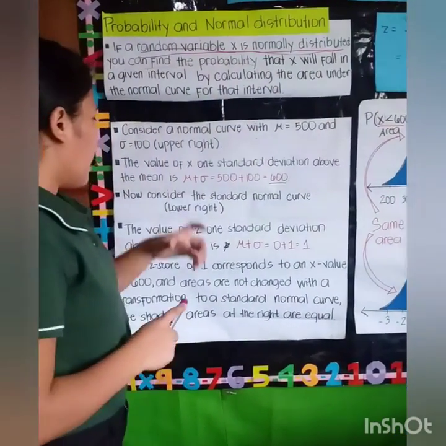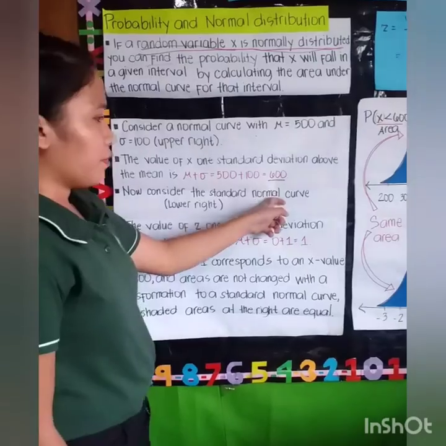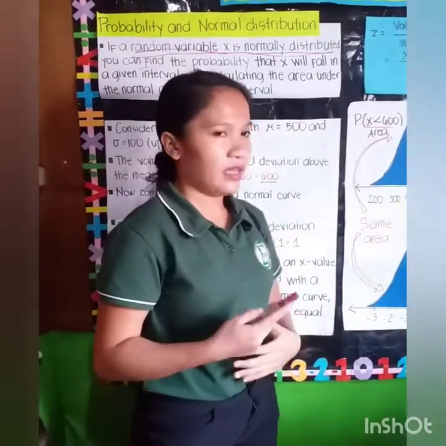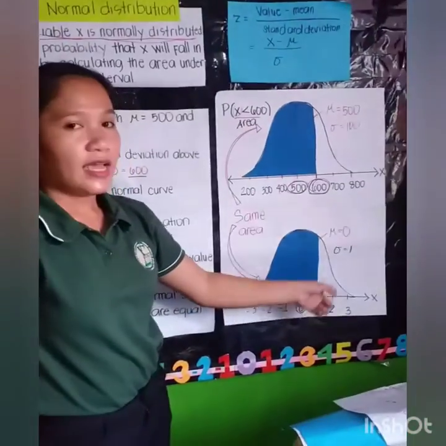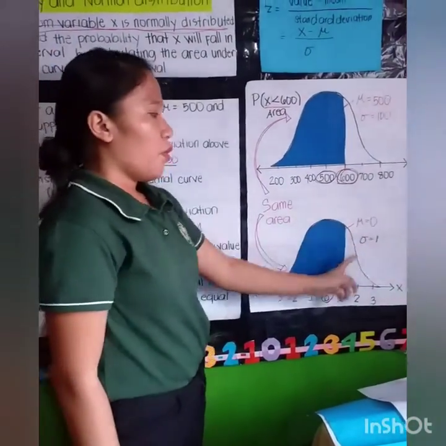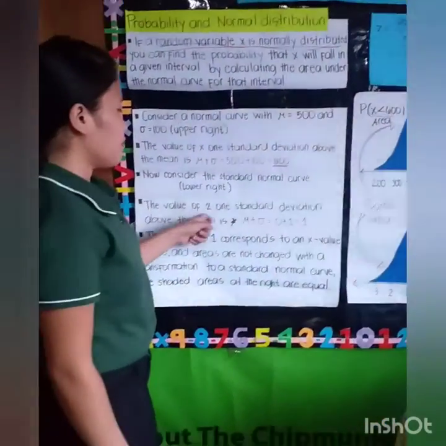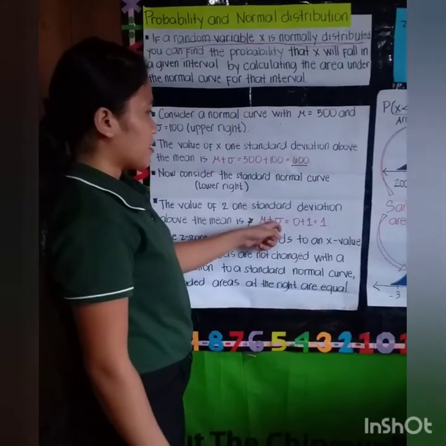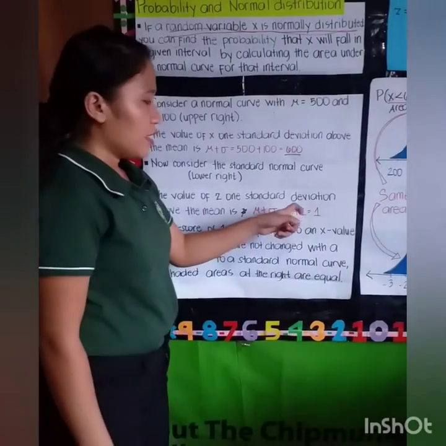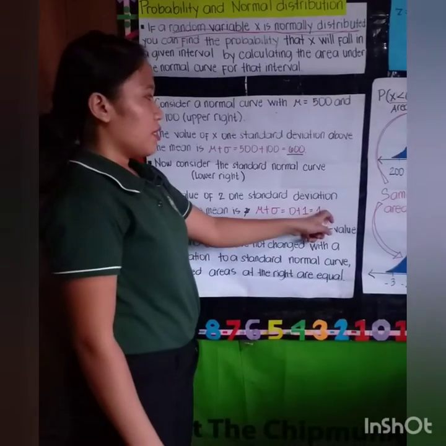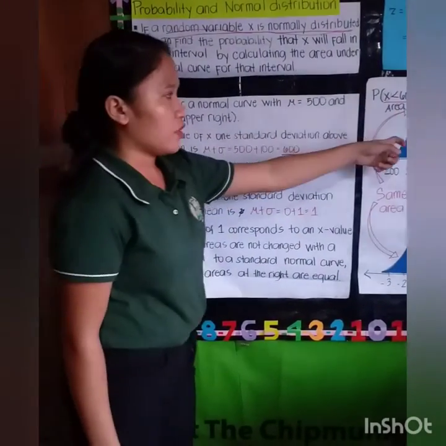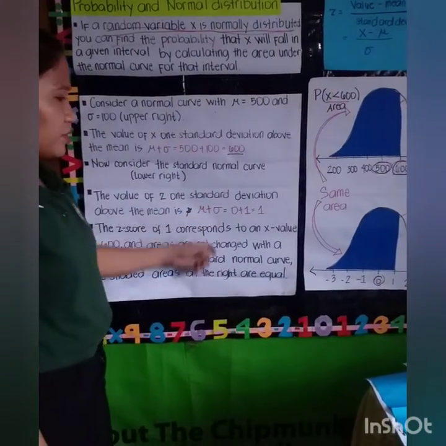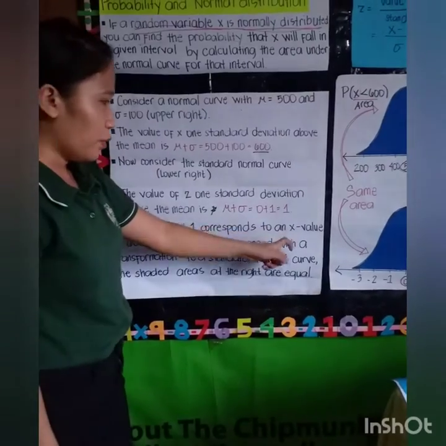Now, consider the standard normal curve. This is our standard normal curve, where the mean is equal to 0 and the standard deviation is equal to 1. So the value of z one standard deviation above the mean is the mean plus the standard deviation, which is 0 plus 1, equal to 1. What we did in our first illustration, in our normal curve, we added the mean and the standard deviation, and therefore we get 1.